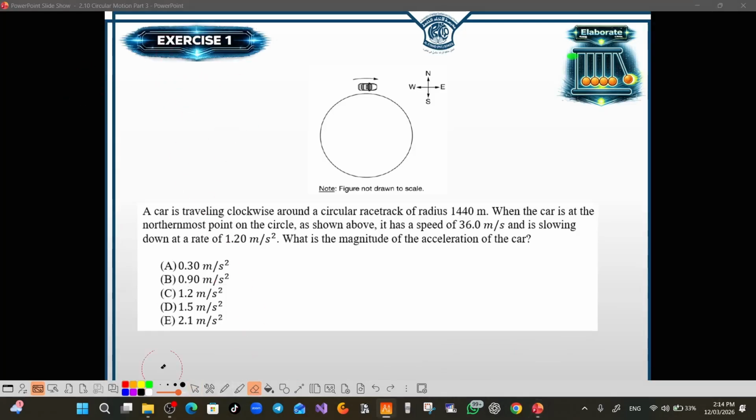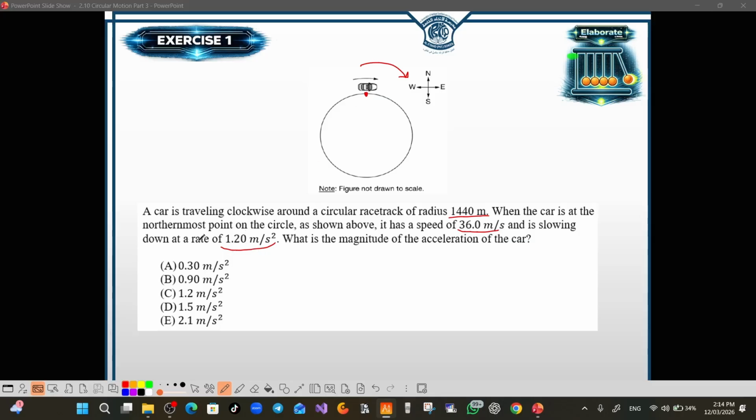So let's practice. A car is traveling clockwise, so this is the direction of motion, around a circular racetrack of radius 1440 meters. When the car is at the northernmost point on the circle, as shown above, it has a speed of 36 meters per second at exactly this point, and is slowing down at a rate of 1.2 meters per second squared. So we have an acceleration with this given value at this particular point.